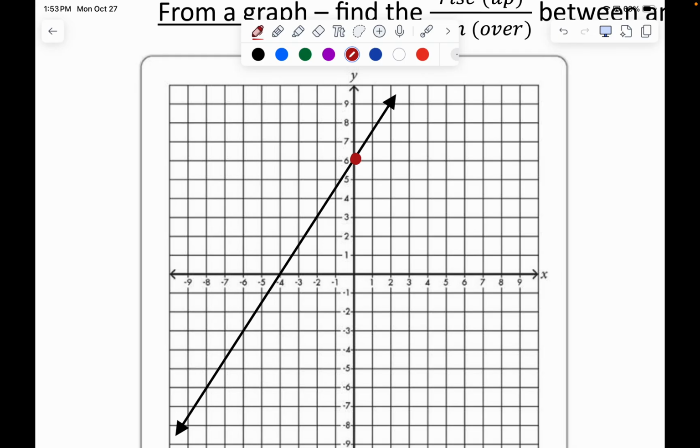-4. Say it one more time. Oh, I'm sorry. You said -4, 0, right? Good. Those are points. Are there other points on this line? Yeah, obviously there are, right? But all you need is 2.